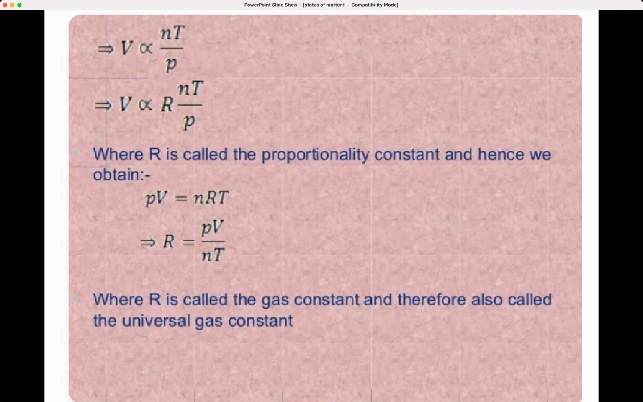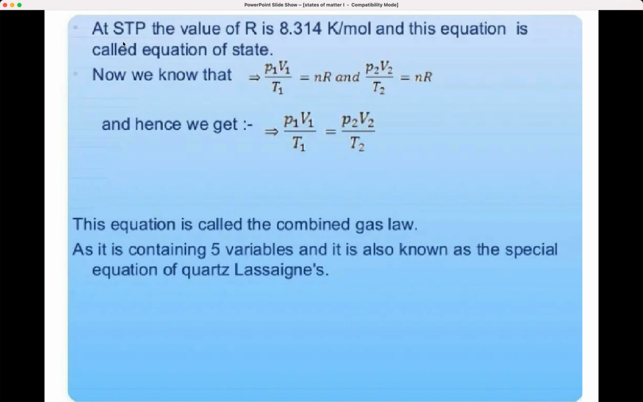Hope you understood this clearly. Okay, now at STP, the value of R is, remember, this can be asked as MCQs, 8.314 J per K per mole, and this equation is called the equation of state. So we already know that P1 V1 by T1 is equal to nR, and P2 V2 by T2 is also nR. Therefore, because the right sides are equal, we can equate the left sides. P1 V1 by T1 is equal to P2 V2 by T2. We call this the combined gas law. So it contains five variables.